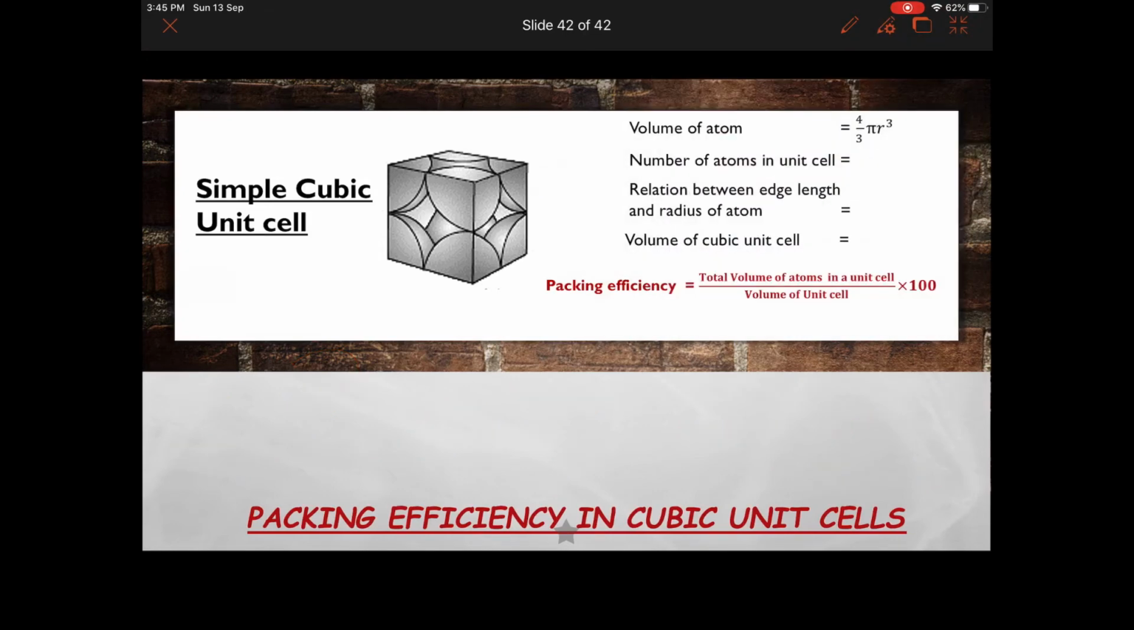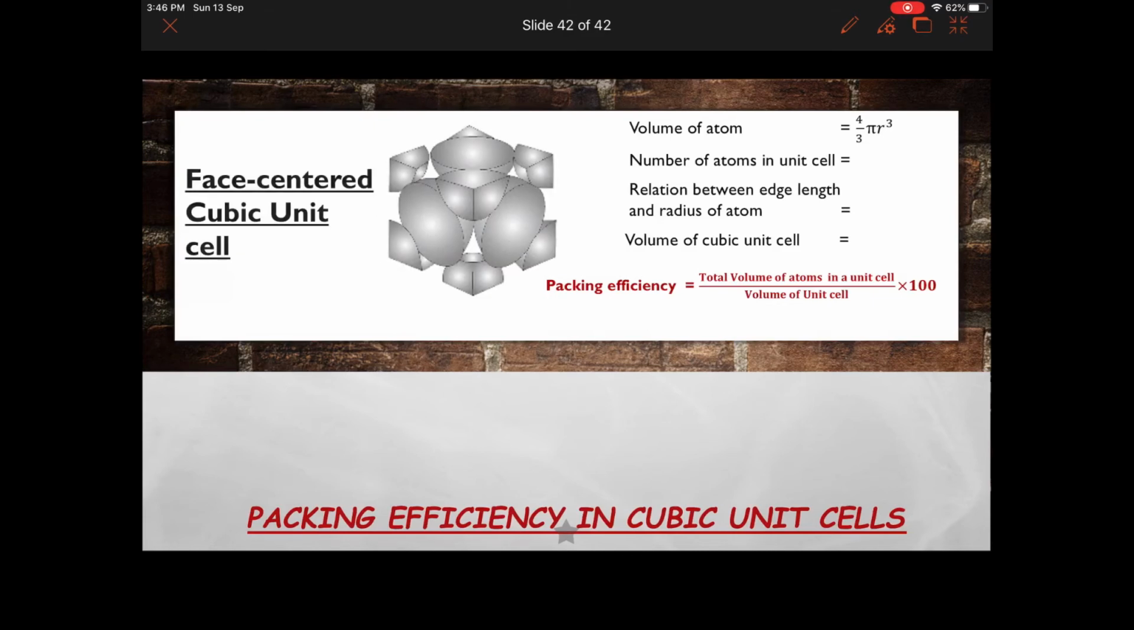Correct? Alright, let's clear the screen up and let's go to the next type of unit cell, that is nothing but face centered cubic unit cell. Very, very important. Once again, we'll go step by step only. Volume of the atom तो वही रहेगा, but इस बार number of the atoms will become 4. How? We know that there are 6 face centers shared by 2 unit cells, so half contribution, plus there are 8 corner atoms and 1/8 contribution. Calculate करेंगे, यहाँ पर 4 आएगा आपका.